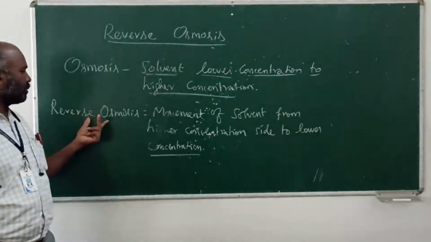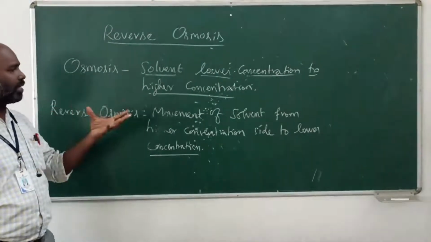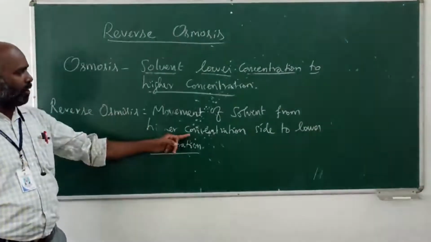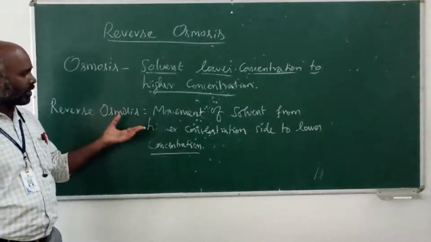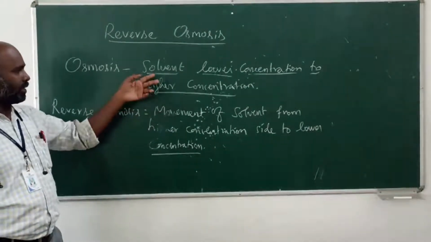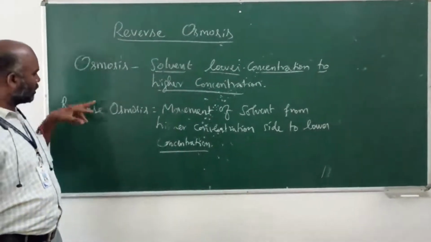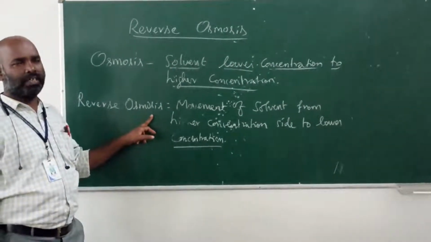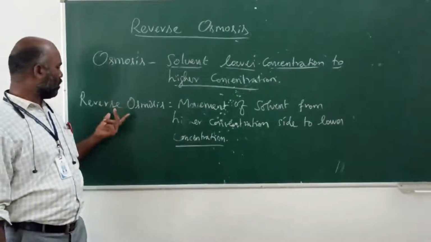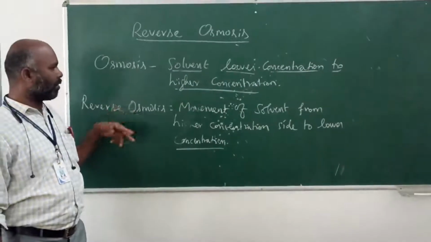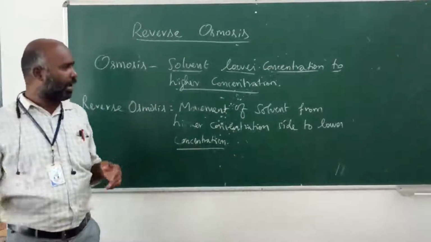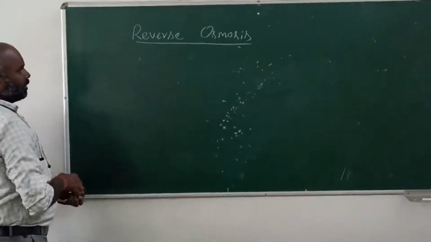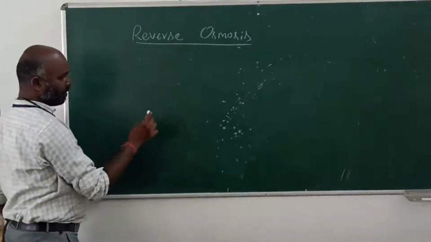Then reverse osmosis means we have to give hydrostatic pressure from the higher concentration side. Now the solvent moves from higher concentration side to lower concentration side, just reversed from osmosis, so it is called reverse osmosis. In this reverse osmosis we purify sea water into drinking water. So we will explain with a simple diagram.